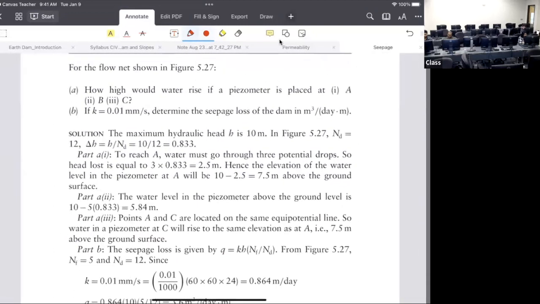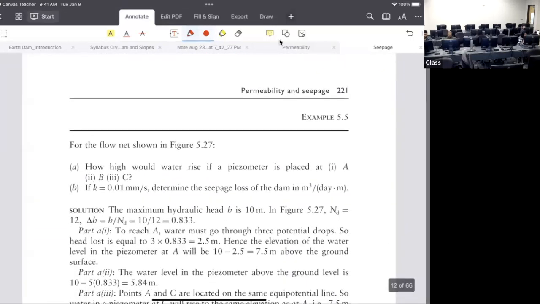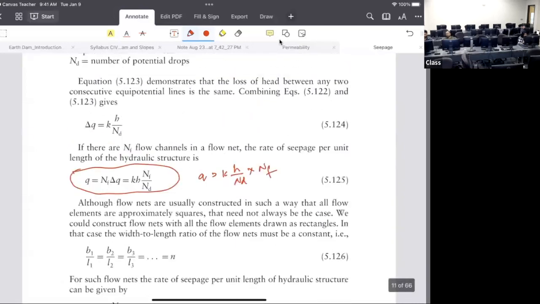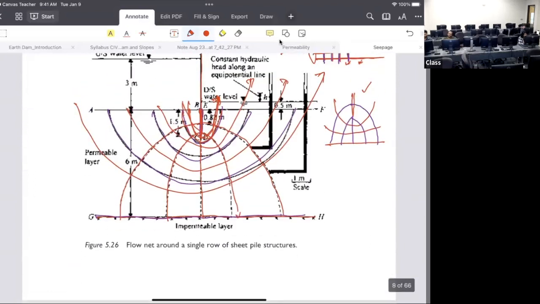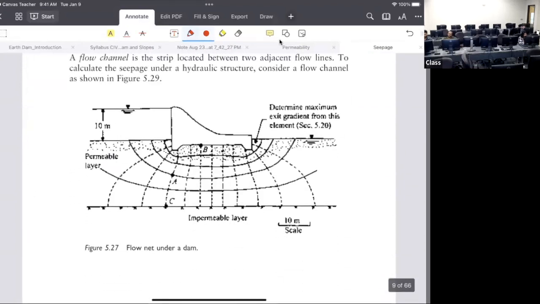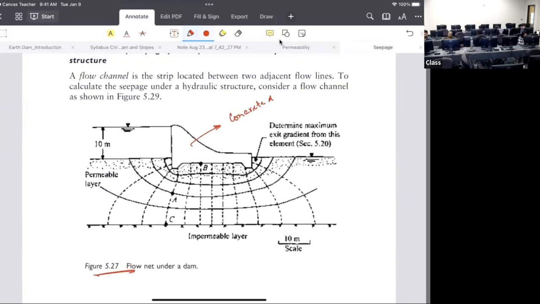So let's try to do a problem here. For the flow net in figure 5.27. So what is figure 5.27? The one we just looked at, right? No, that is 26. Okay, so this is figure 5.27. That's a dam, a concrete dam. There are 5 pipes. This is the flow net.